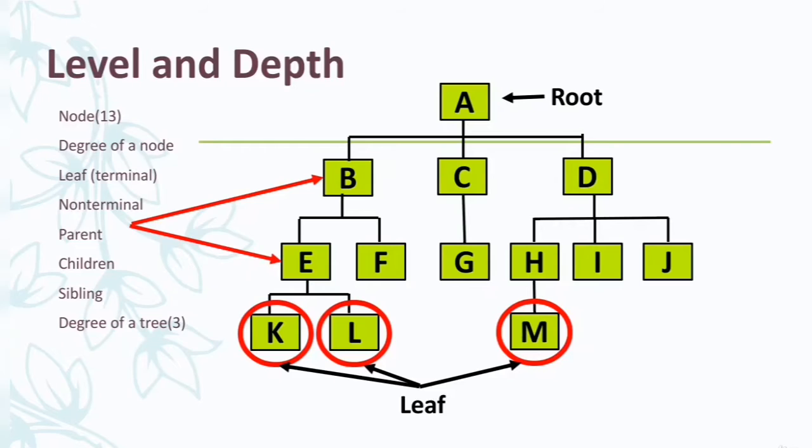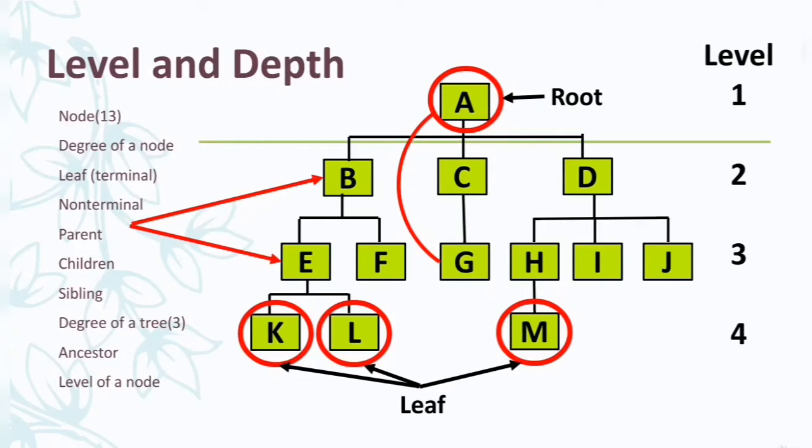Again, the next point is the degree of tree. Basically, in a tree, the maximum degree of a node in the whole tree is called the degree of the tree. In this case, the maximum degree of a node is 3 and hence the degree of the tree is also 3. Again, the next point is ancestor. In simple words, we can say that a child's parent's parent is the ancestor of that child. If we consider the example for G, G's parent is C and again C's parent is A, and hence A is the ancestor of G. Again, the next point is the level of node.